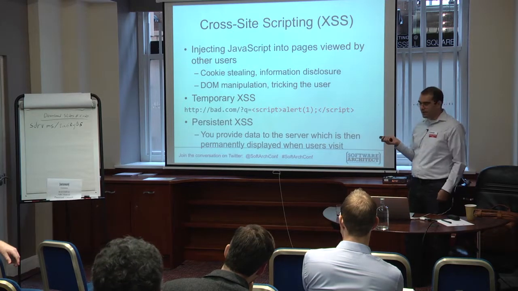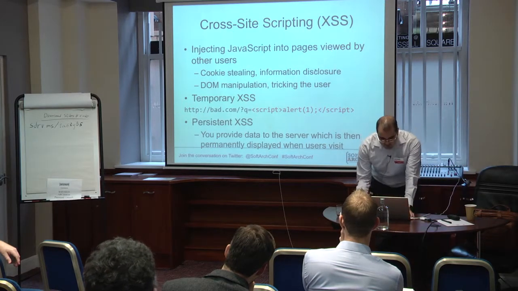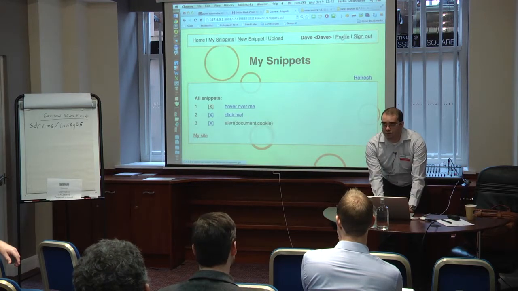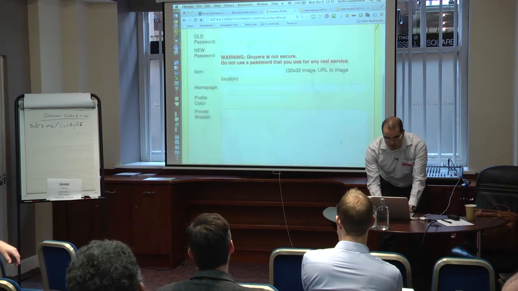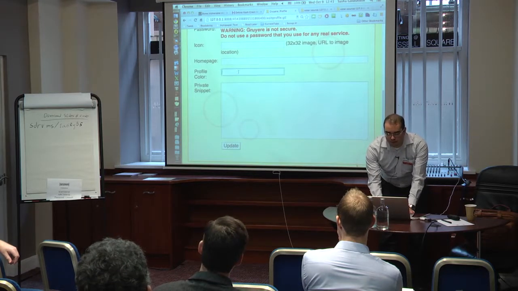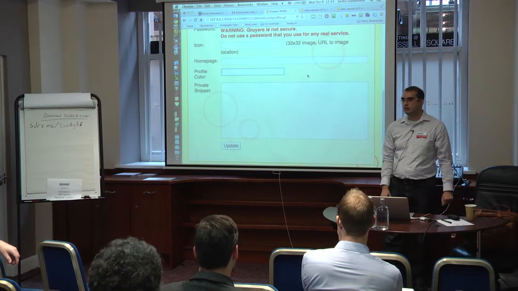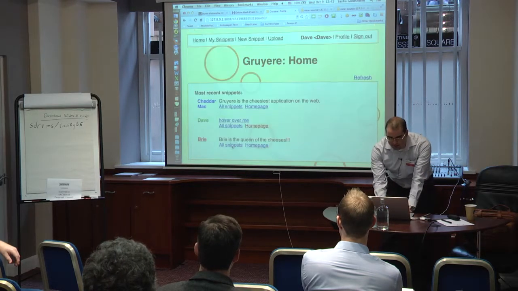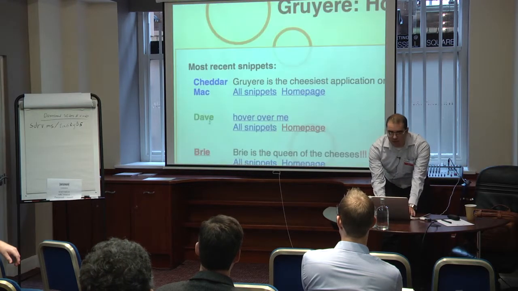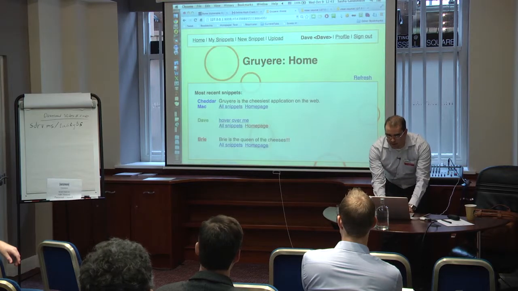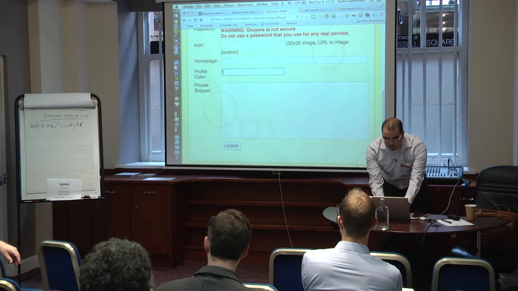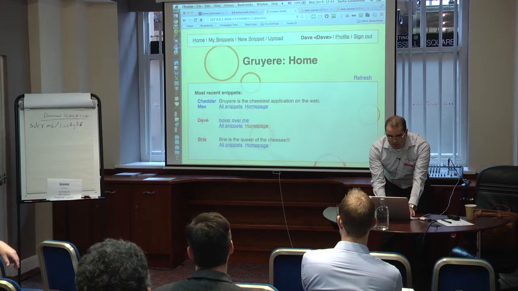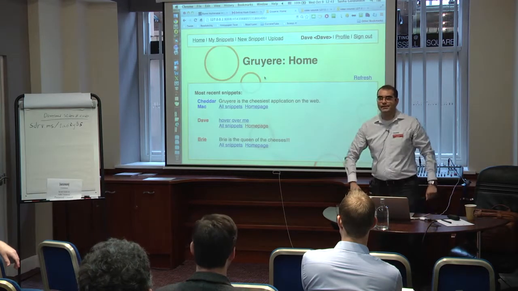Now, that was one example. Another example, which is even more malicious, is around the user's profile. This is the user's profile. And there's the option here of setting the profile color. So if I set this to green, and click update, you see Dave's name is green. And if I set this to red and update, then Dave is now shown in red.